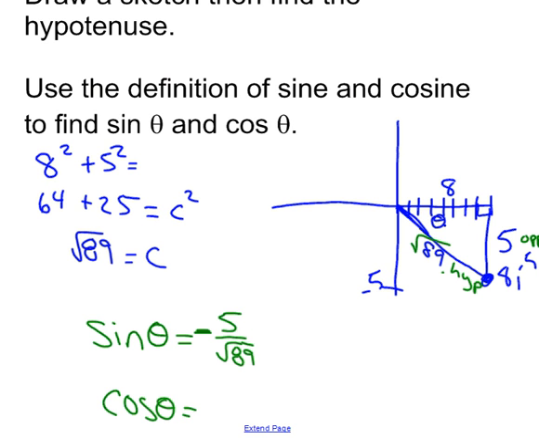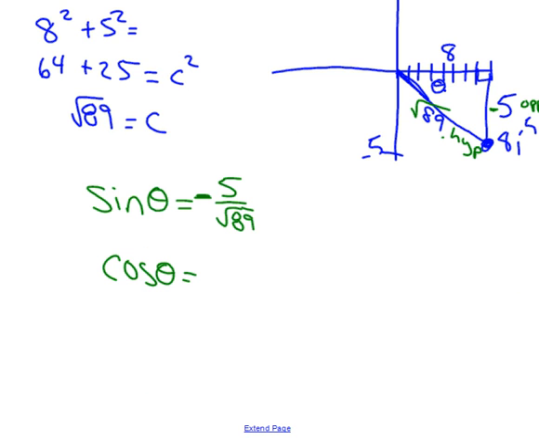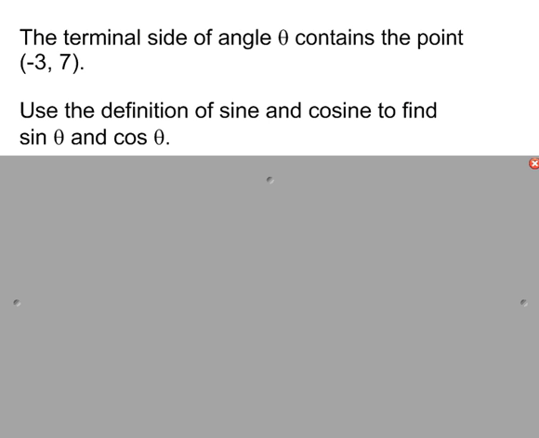Now, some of you might take care of this just by making this side length negative, which I'm okay with. I just have a hard time writing negative next to a triangle side length because you can't have negative length. But if that helps you get the right sign, I encourage you to do that. All right, and cosine is going to be adjacent over hypotenuse, so I have 8 over the square root of 89. All right, I would like you to pause the video and try one on your own.